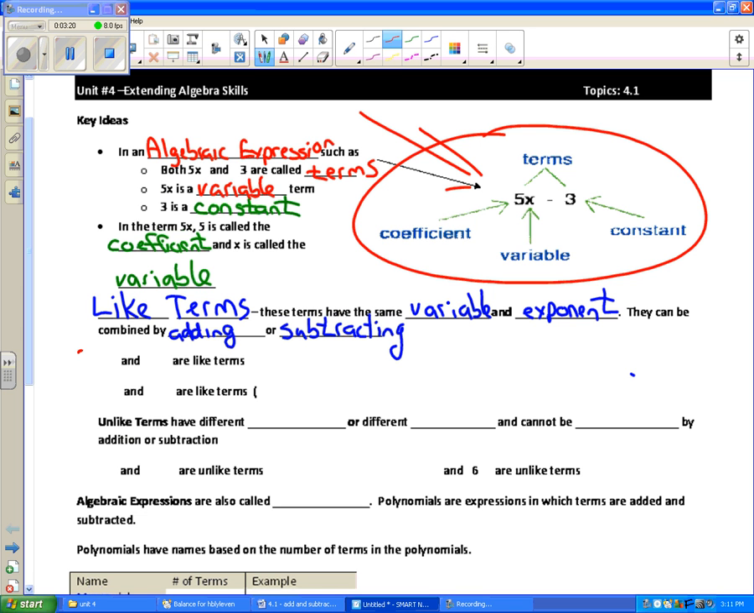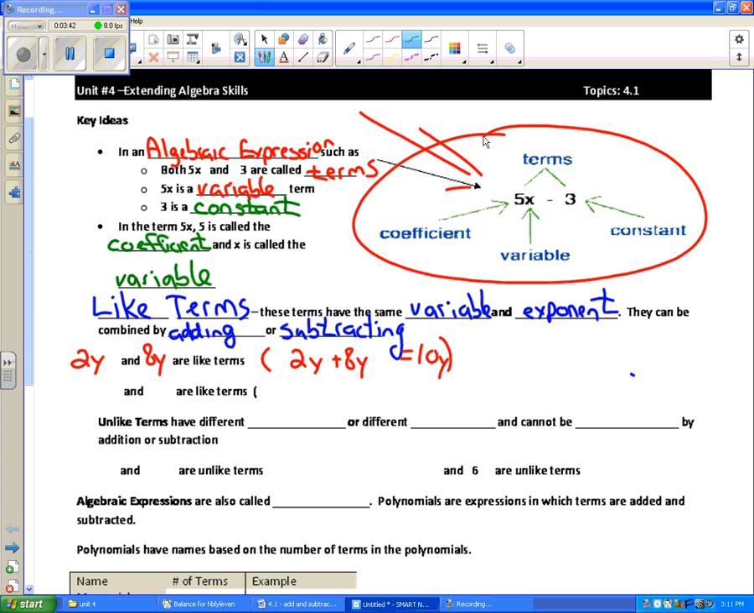So 2y and 8y are like terms. And if we were to add them together, we have our 2y plus our 8y. If I had 2y's plus 8y's, we'd get 10y's. Those are like terms, so we can add them.